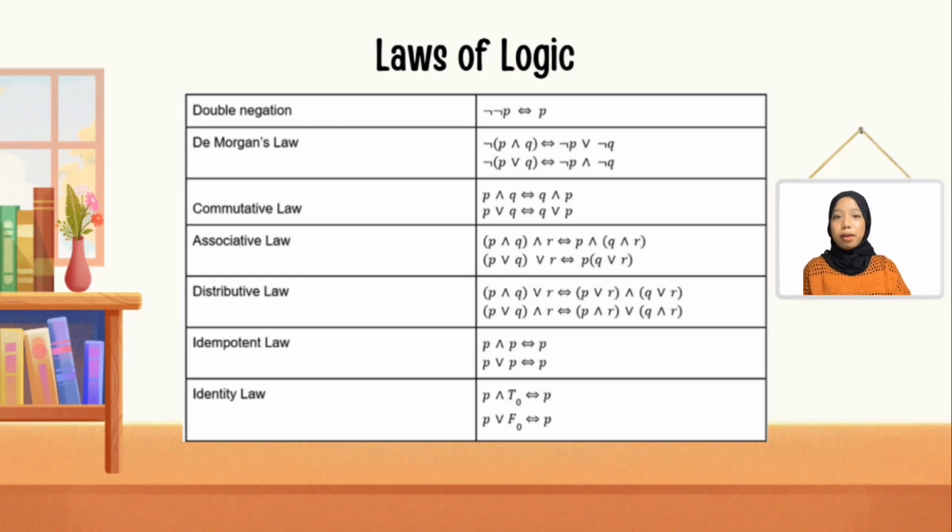6. Idempotent law, when both statements are similar and combined together by connective disjunction or conjunction, that will be equivalent to itself.